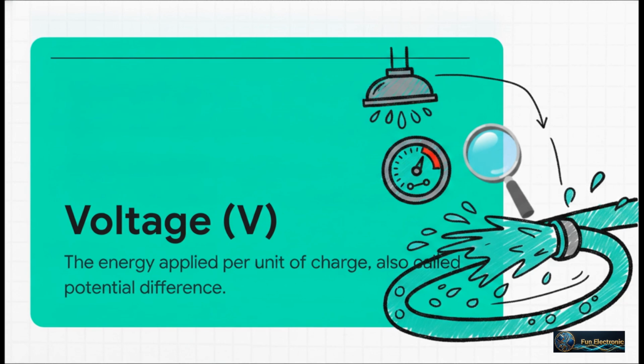Think of voltage simply as the water pressure. It's the physical push that forces the water through your hose. Without that pressure, the water just sits there doing nothing. In a circuit without voltage, your electrons just aren't going to move.